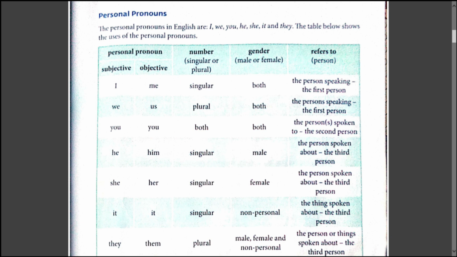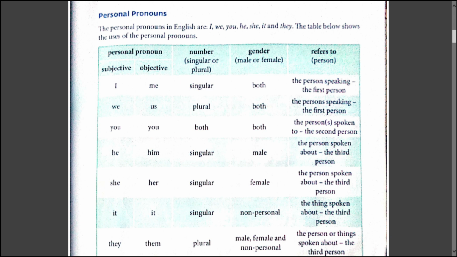Next, it. It stands for animals also. It stands for non-living things. And even babies also. So here, it. If it is there in subjective case, then in objective case it will be it only. And it stands for single thing, so singular. And here, no male, female will come, non-personal it will be.